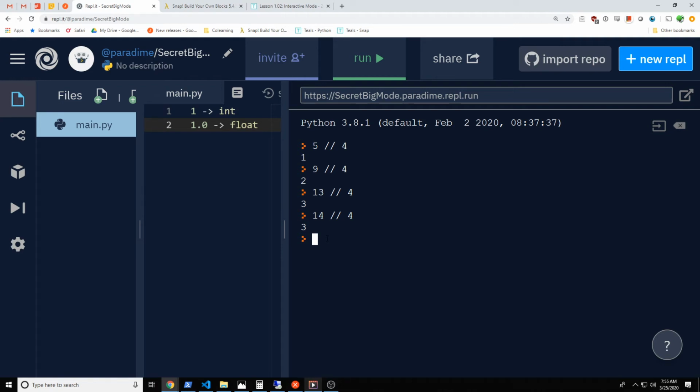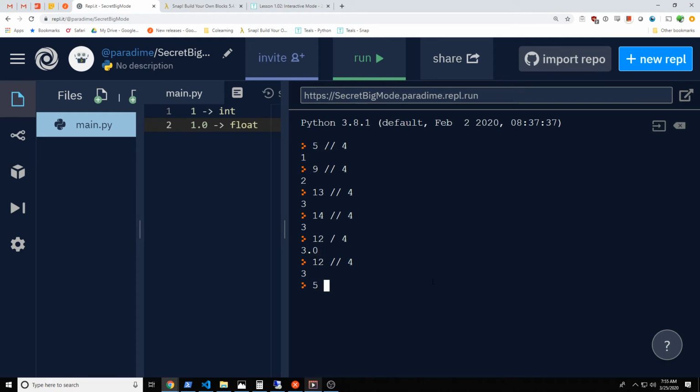So if I had something like, if I did 12 divided by 4, I would expect I would get 3.0. But if I did 12 double divided by 4, I would get 3. So that's another thing to note, is that this gives us back an integer instead of a float, whereas regular division will give us a float.